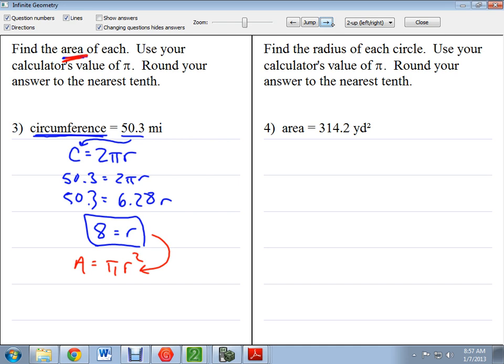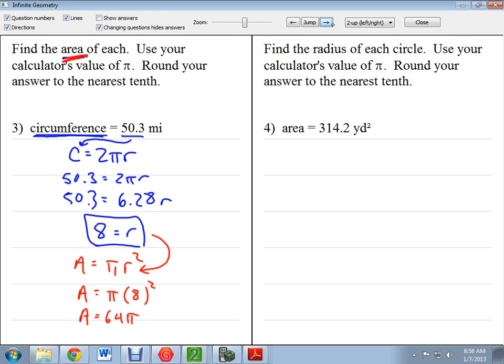So once we have the radius of 8, all I have to do is say area is equal to pi times 8 squared, which would be equal to 64 pi, because 8 squared is 64. If you want a decimal approximation to that, 64 pi is around 203. 64, let me calculate it real quick.